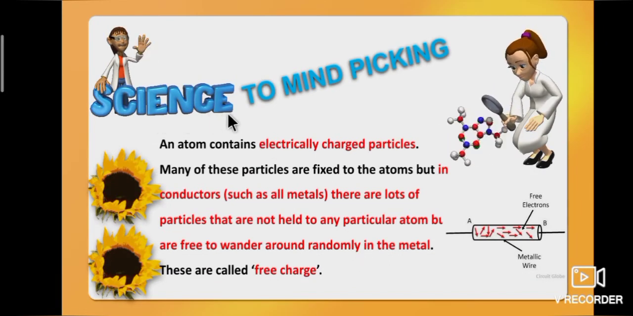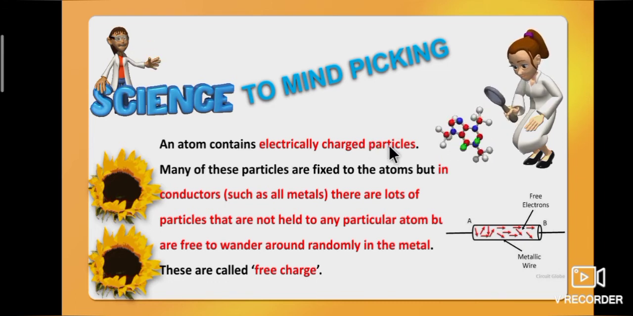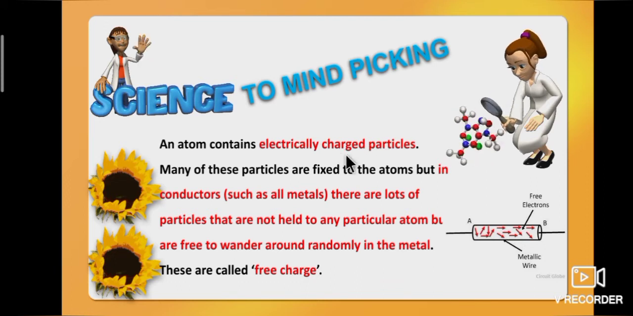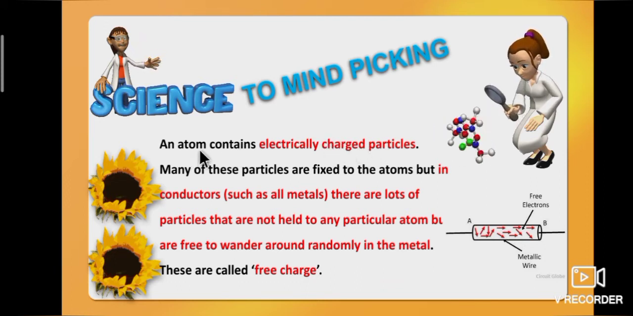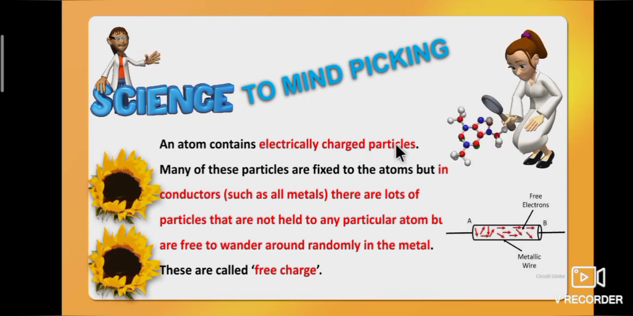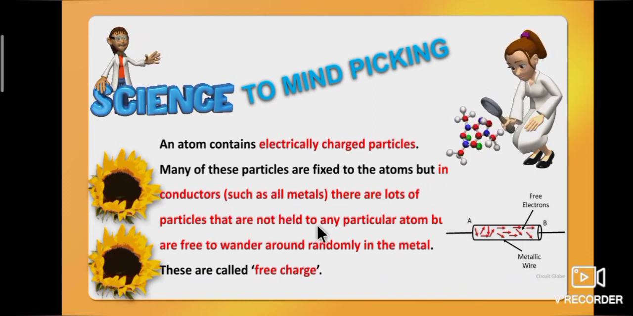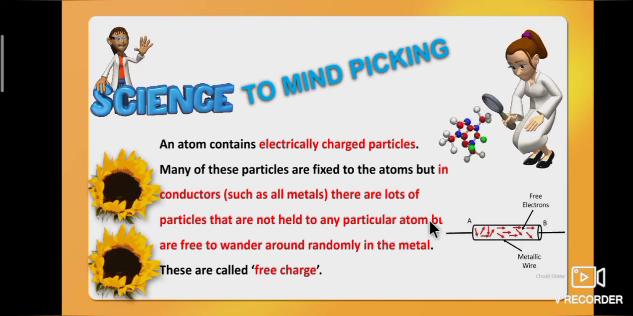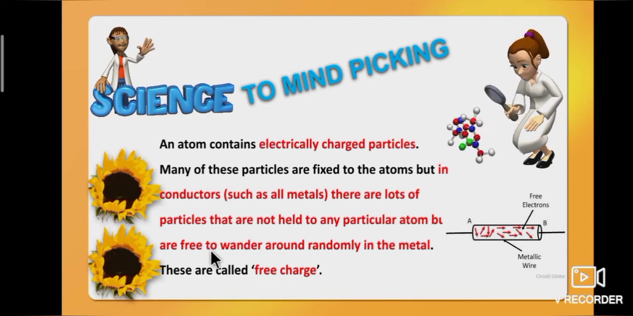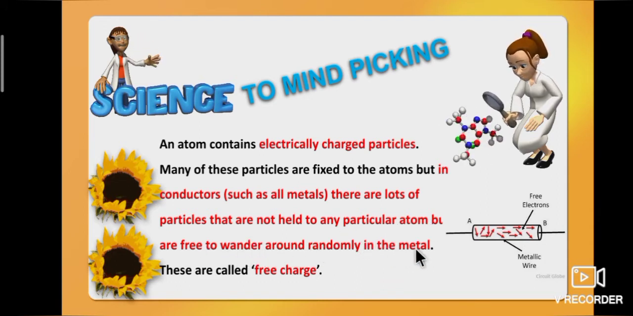Let's see science to mind picking. An atom contains electrically charged particles. What are they? Proton, neutron and electron. Many of these particles are fixed to the atoms, but in conductors there are lots of particles that are not held to any particular atom, but they are free to wander around randomly in the metal.